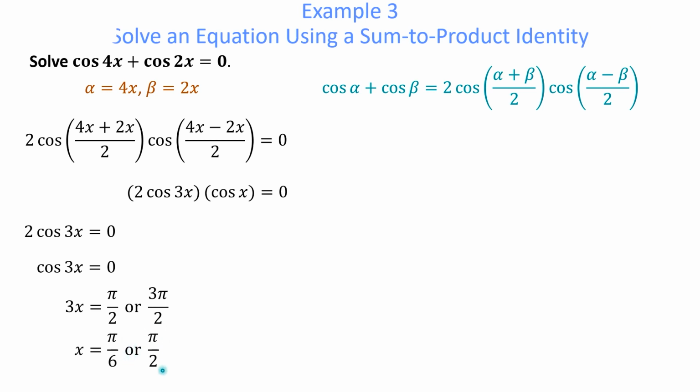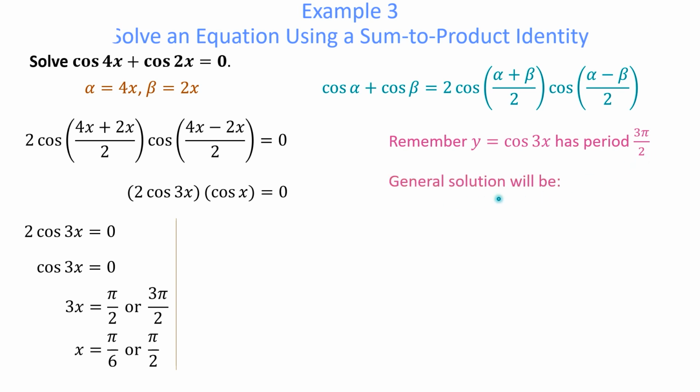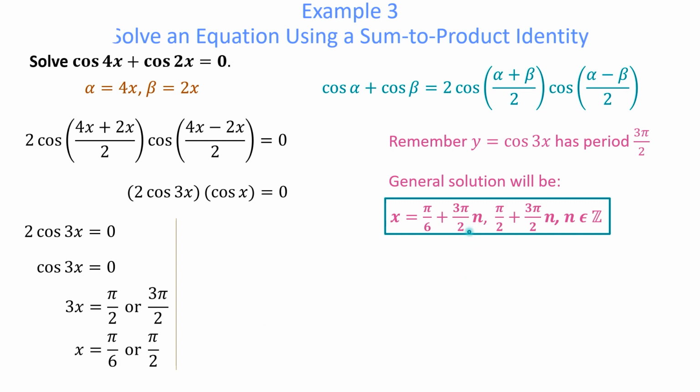or pi over 2. Now recall, we're not actually given an interval here. These are the answers in the interval 0 to 2 pi, so we want a general solution. So now we need to remember for this equation that we have over here, cos 3x, that y equals cos 3x has a period of 3 pi over 2. So the general solution will be pi over 6 plus 3 pi over 2n, pi over 2 plus 3 pi over 2n, where n is an integer. So that's the solution, or one of the solutions we found for this factor over here.